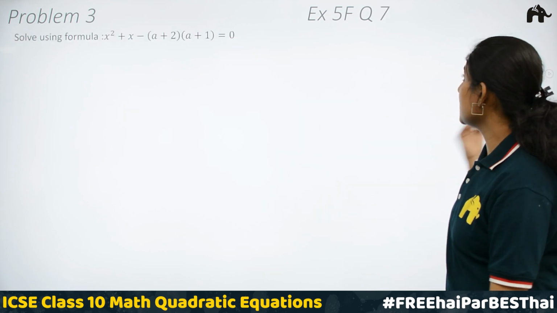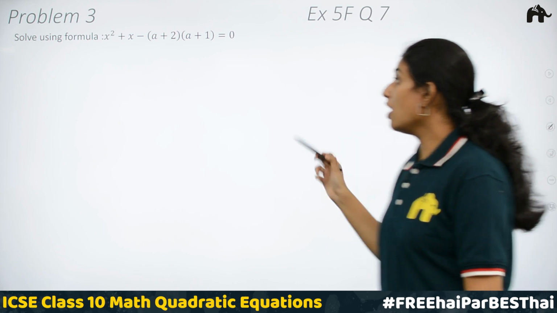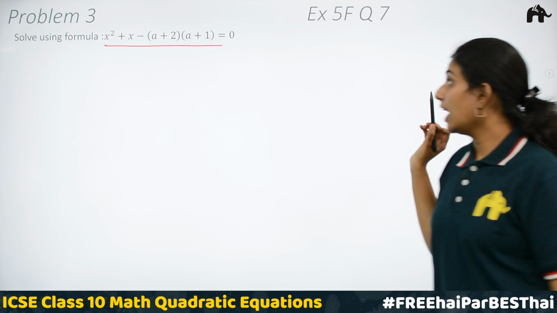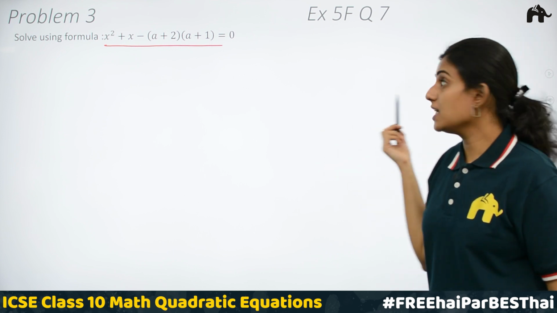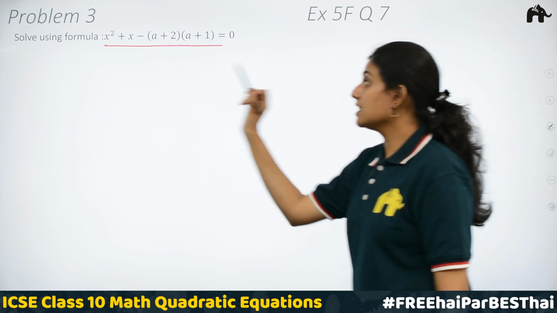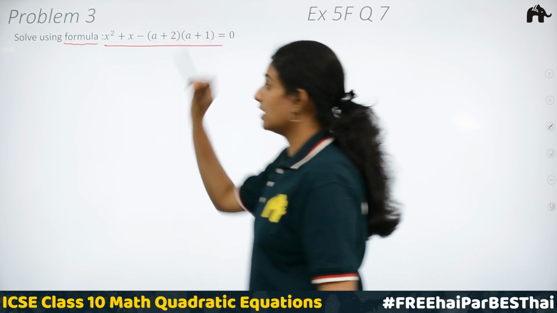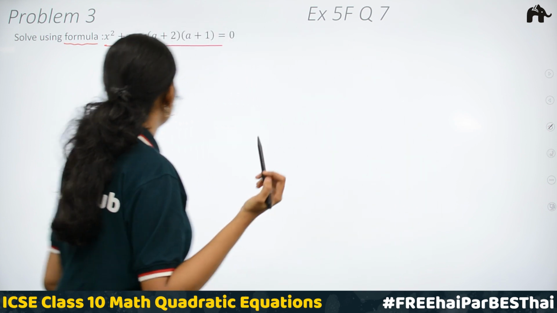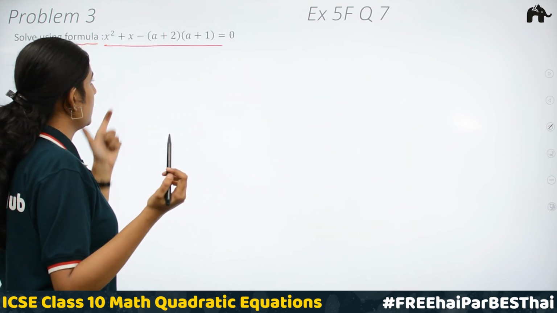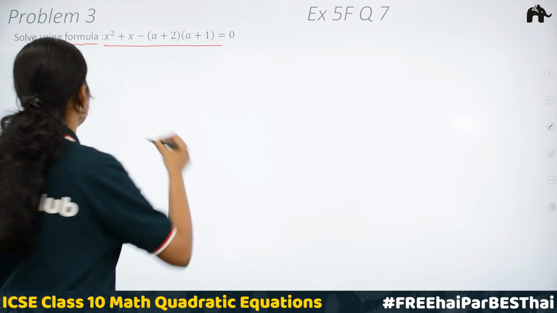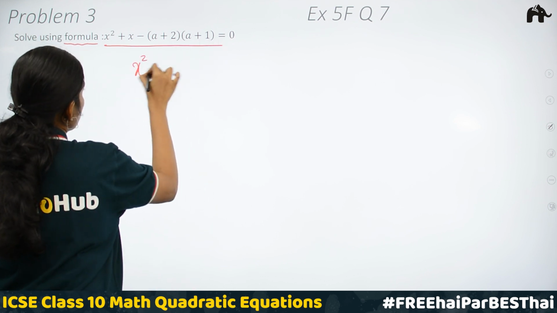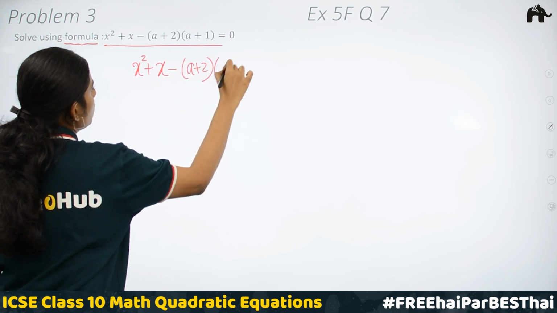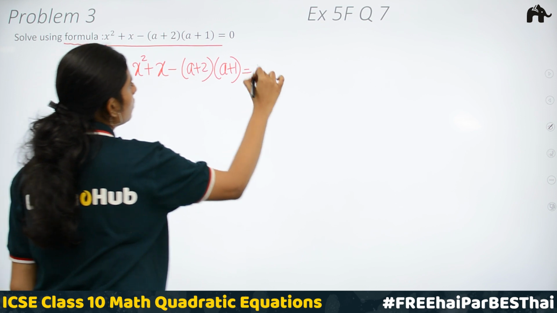Problem 3, question number 7 of exercise 5F. Solve using the formula: x square plus x minus (a plus 2) into (a plus 1) is equal to 0. Here it is given that we need to solve this quadratic equation using the formula. We have a term containing x square, a term containing x, and a constant term. Let's try this. x square plus x minus (a plus 2) into (a plus 1) is equal to 0.